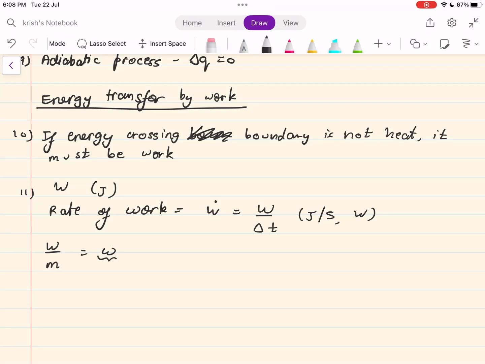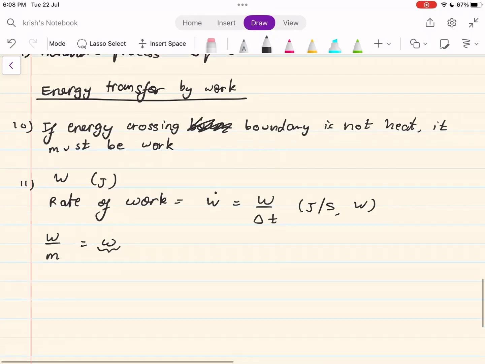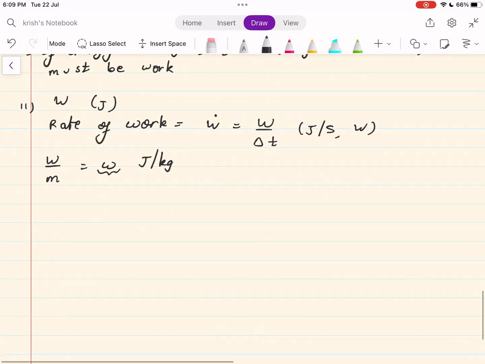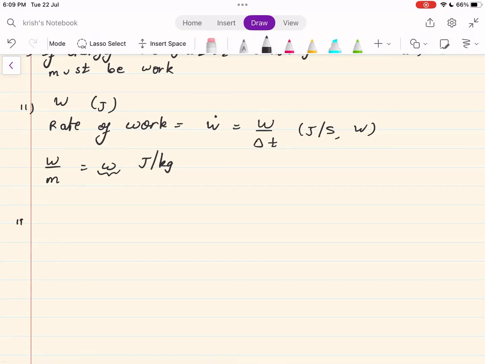This is omega. This is capital W. Remember, I usually tend to write it on a specific basis, so I will usually be writing omega. If it is not clear whether it is omega or capital W, I will write the units, so joule per kilogram. And lastly, we have some types of work.